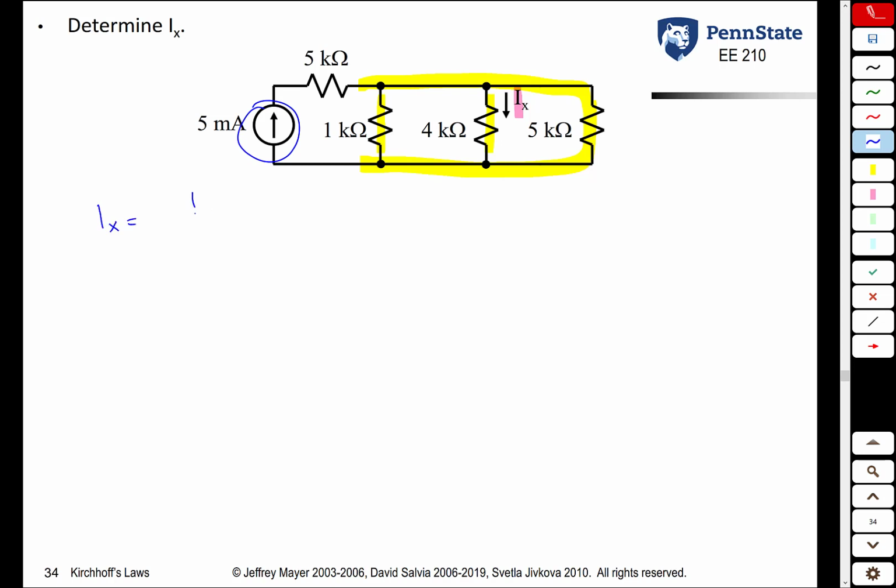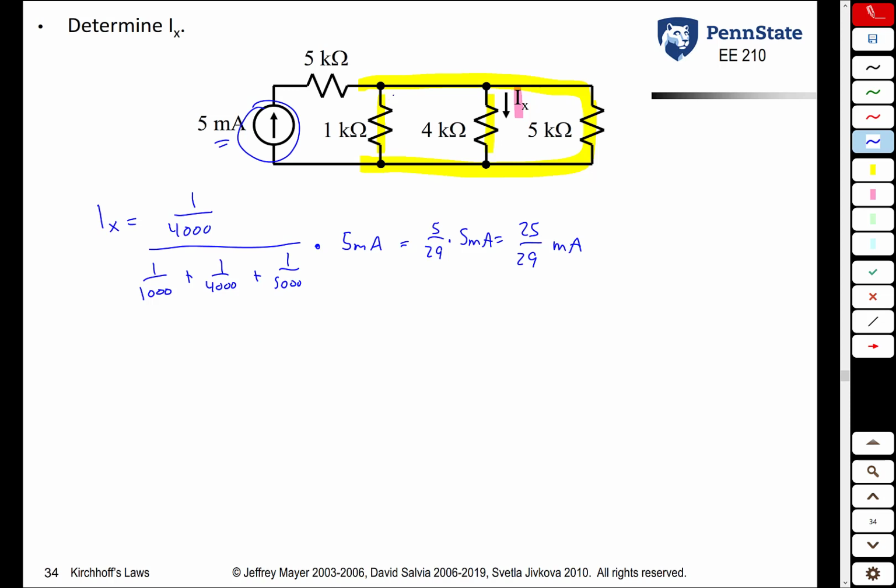is 1 over its resistance divided by 1 over 1,000 plus 1 over 4,000 plus 1 over 5,000 times the total current, 5 milliamps. You work out the math, you get 5/29 times 5 milliamps, or 25/29 of a milliamp. And that is the current through the 4 kilo ohm resistor.